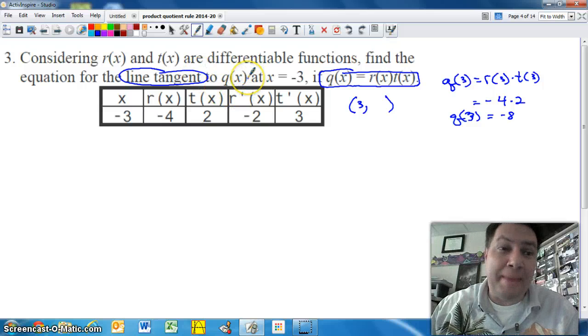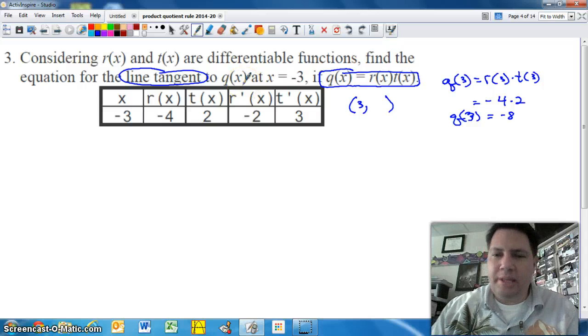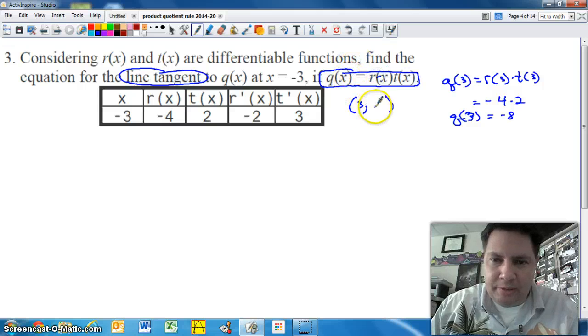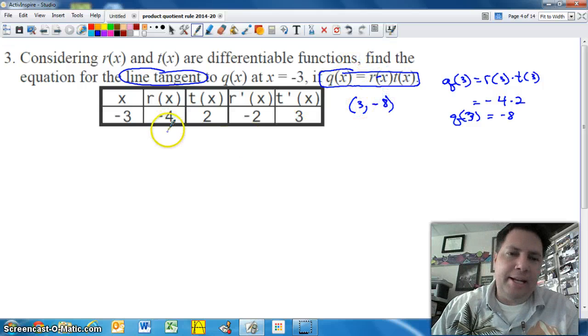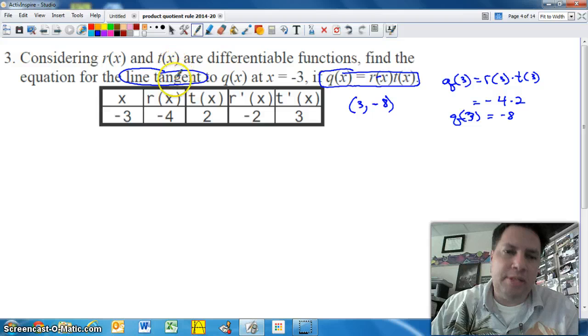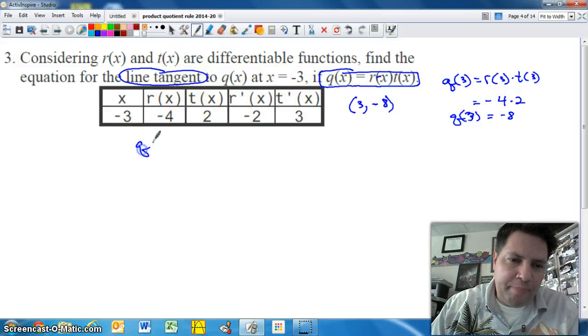Anyway, I don't see me making it under 10 minutes since I'm at 9 minutes and 40 seconds just a second ago. So we got the point, 3 comma negative 8. Now we need a slope. Slope comes from the derivative, so I need q prime.